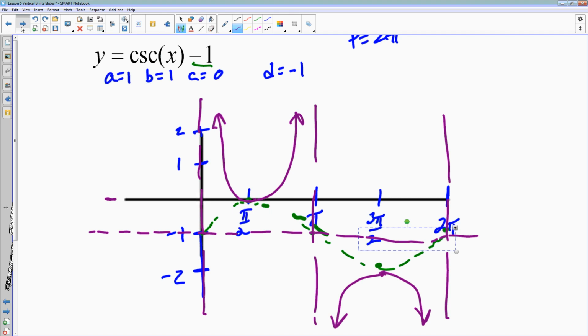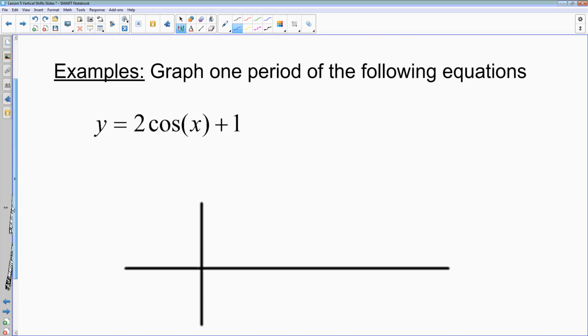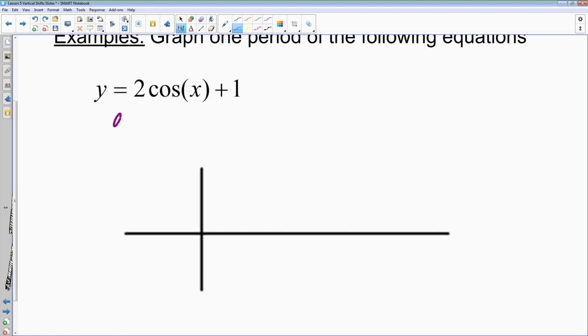All right. Next one, 2 cosine of x plus 1. So this time my a value is 2, my b value is still 1, c value is still 0, and the d value is +1. So we're going to have an upward shift here. Now the period is still going to be 2 pi because it's cosine. My b value is 1.